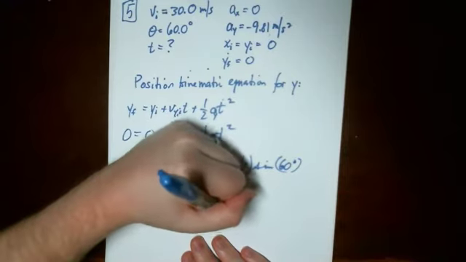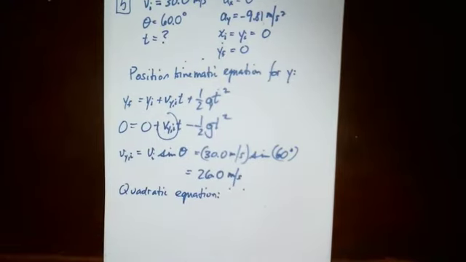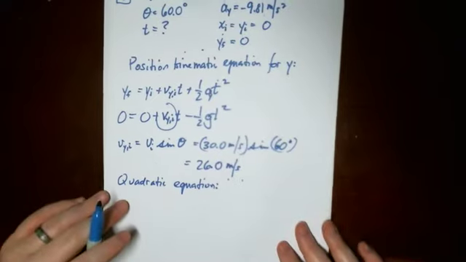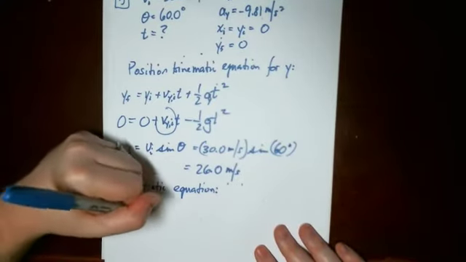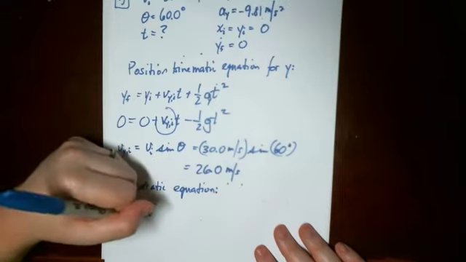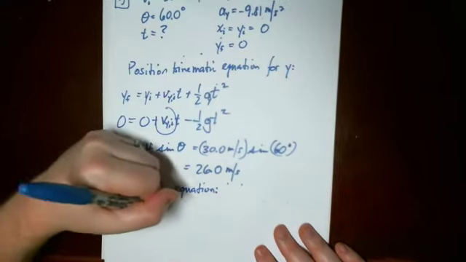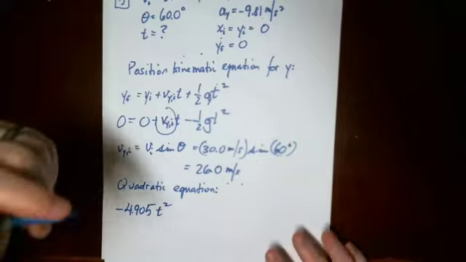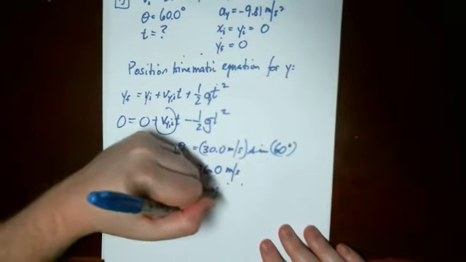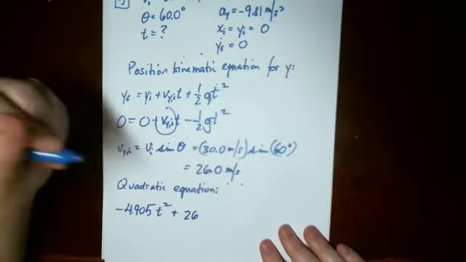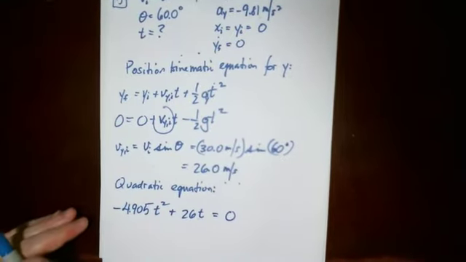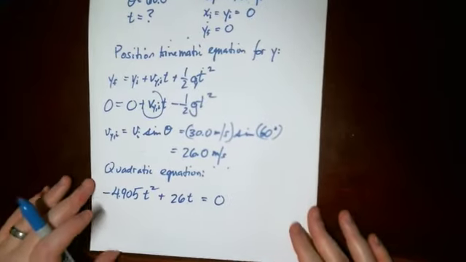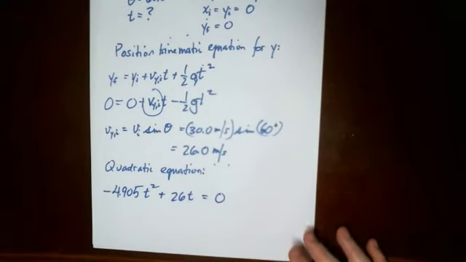I'm going to suppress the units and significant figures just for the sake of making the quadratic equation a little easier to read. So it's going to look like this: negative 4.905, this is the 1/2 g, t squared, plus our initial velocity, 26 times t, equals 0. So we can actually solve this by factoring. Makes things a little easier. We don't have to plug into the quadratic formula.